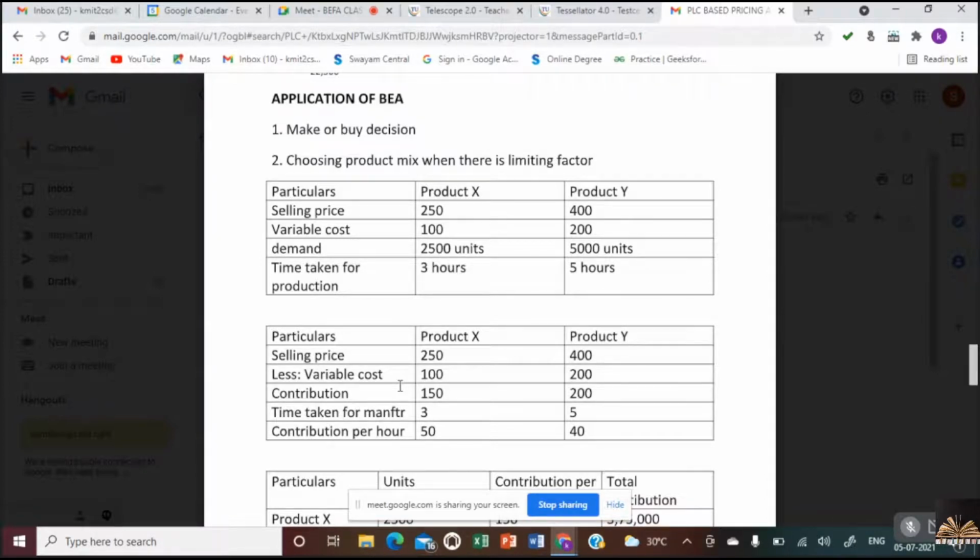Nana, it's a question. Did you follow what I'm asking? Shall I explain once again? If you don't consider machine hours, which is more profitable? Product Y. Why? Because its contribution is 200, isn't it? Can you see the screen, all of you?